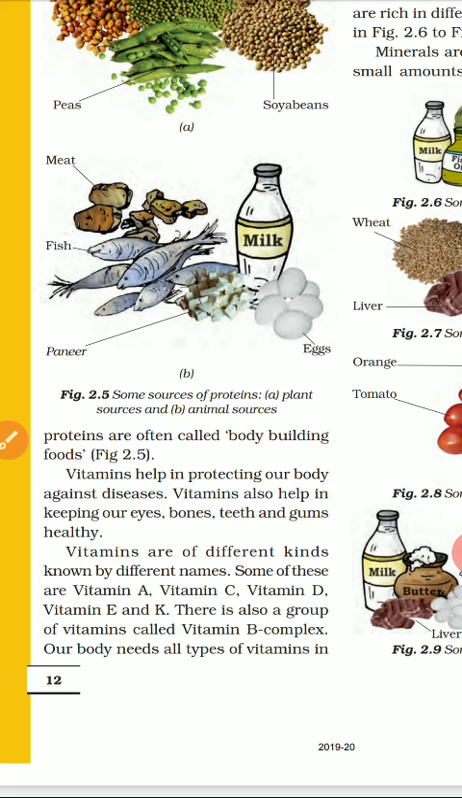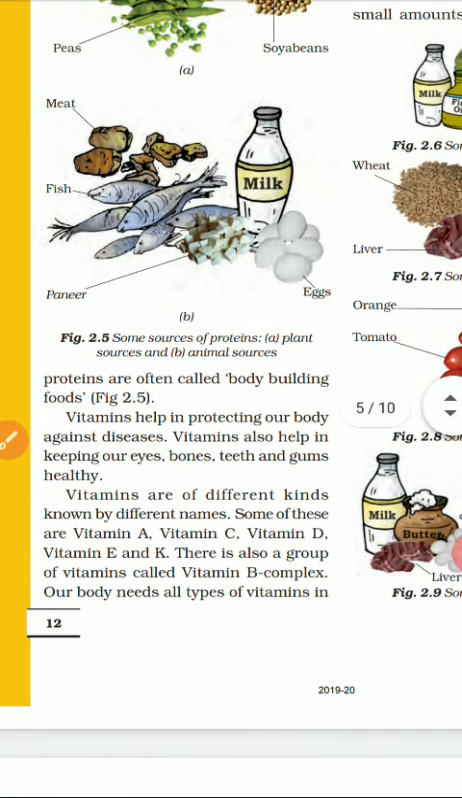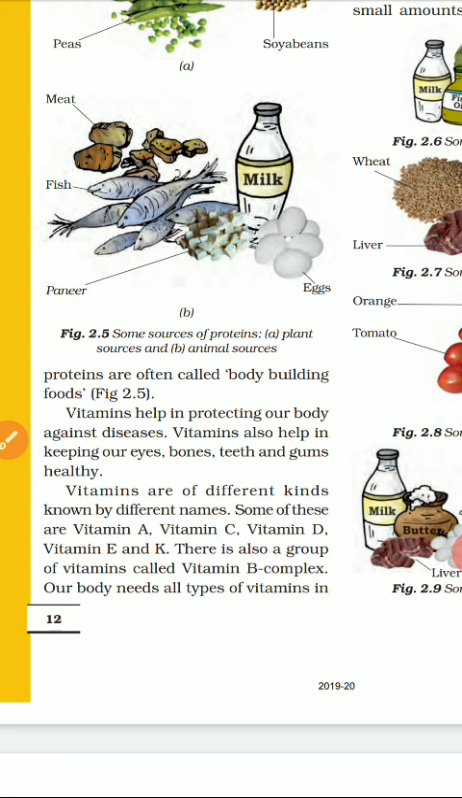body. Then next comes vitamins and minerals. Vitamins help in protecting our body against disease, and vitamins also help in keeping our eyes, bones, teeth, and gums healthy. These vitamins are required in very small quantity, but because of their presence in the body, there is complete functioning of the body happening properly. There are enzymes in our body, and those enzymes function effectively in the presence of these vitamins. So these vitamins are equally important to be taken in our diet.